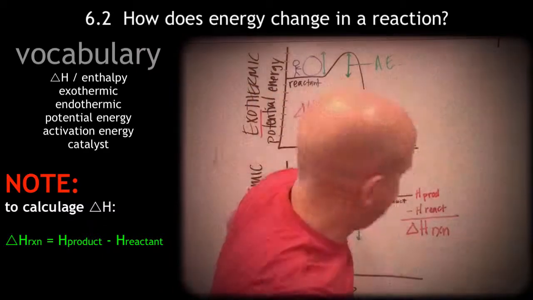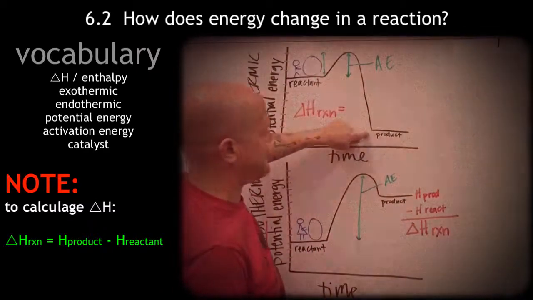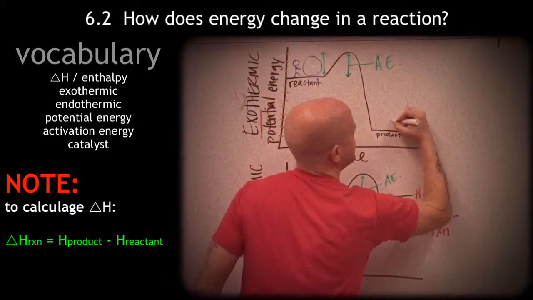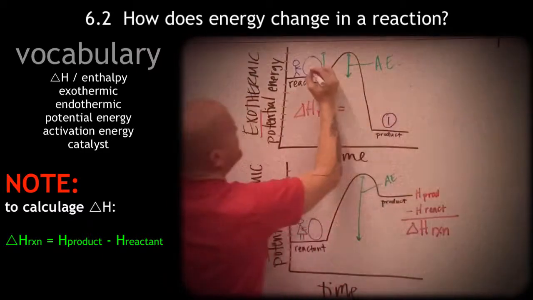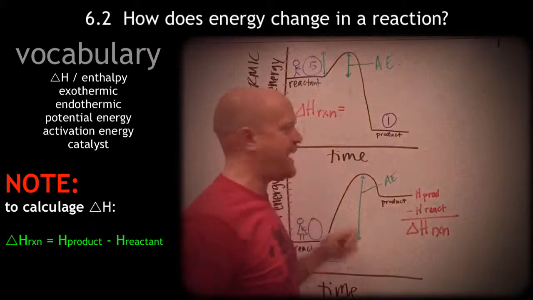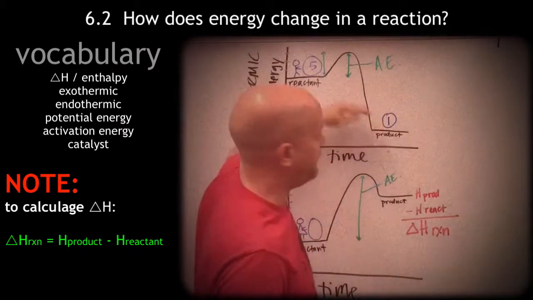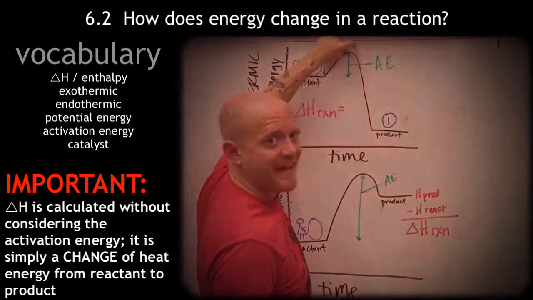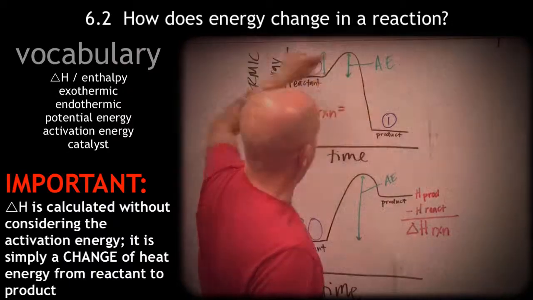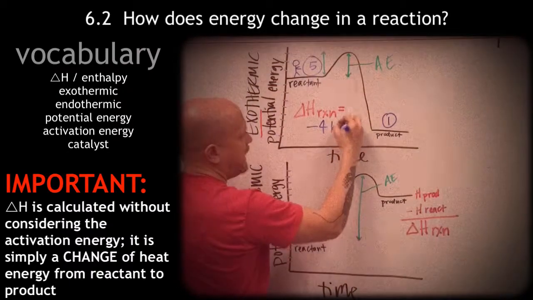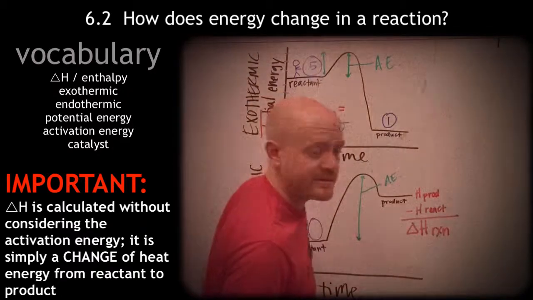So if I look here, let's do the same thing, this delta H of the reaction. This number right here is lower than this number. So let's just assign an arbitrary number. Let's just say this is 1 and this is 5. The delta H of this reaction is 1 minus 5. We do not pay attention to the activation energy. Product minus the reactant. 1 minus 5 is -4, and it's typically measured in kilojoules.